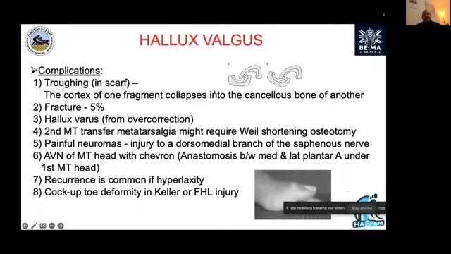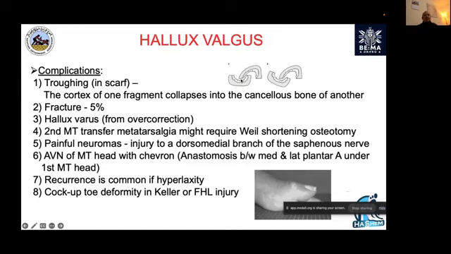The complication we may have with osteotomy of the hallux valgus is troughing. To understand troughing, if you cut in cortical bone, there is no way to trough. While if you cut in cancellous bone, as you can see in this picture, once you move the two parts of the osteotomy, you can have this limb sinking into the medulla.